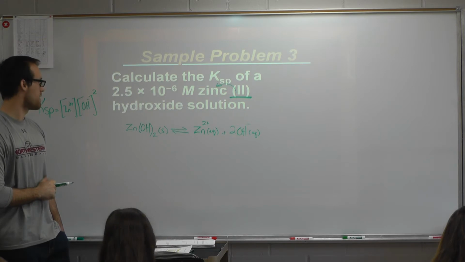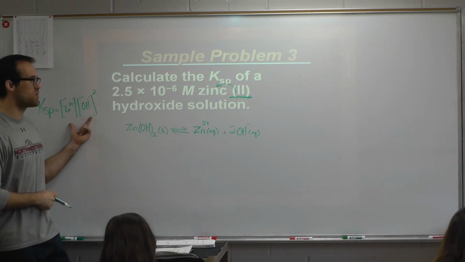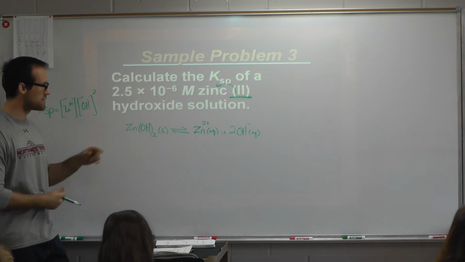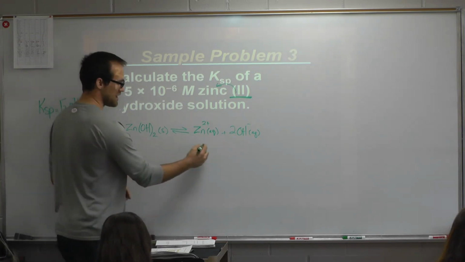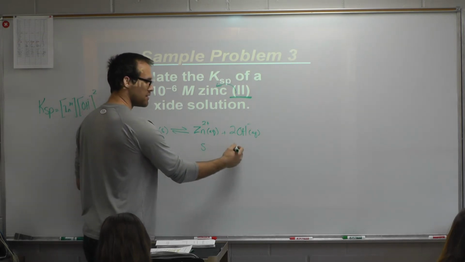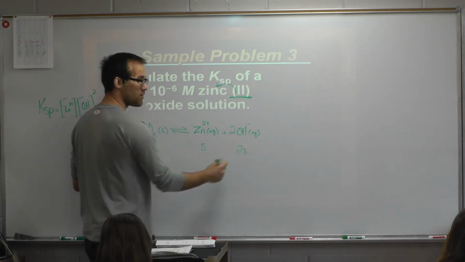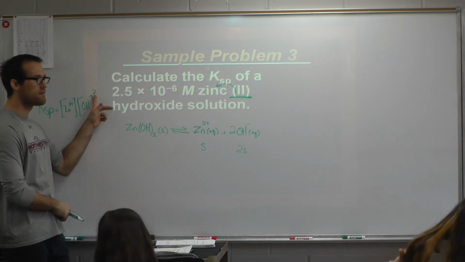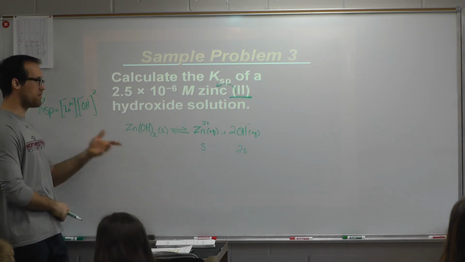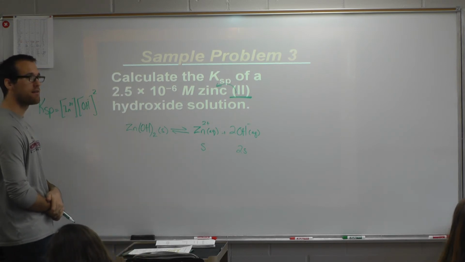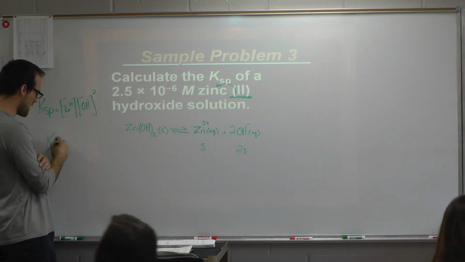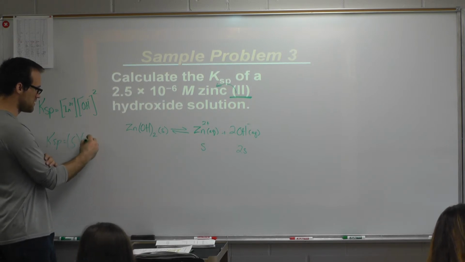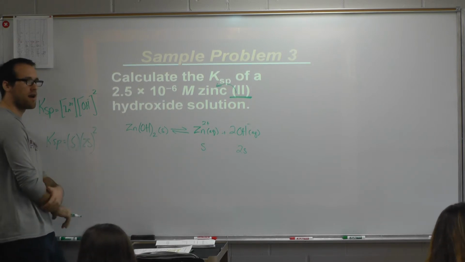Then I want to replace these with what their variable S represents. S to the third. So one, this is S, and this is S squared, not S squared, 2S. Wait, but isn't it also squared? It is, but we will only see that once we plug it in. So Ksp is S times 2S squared.